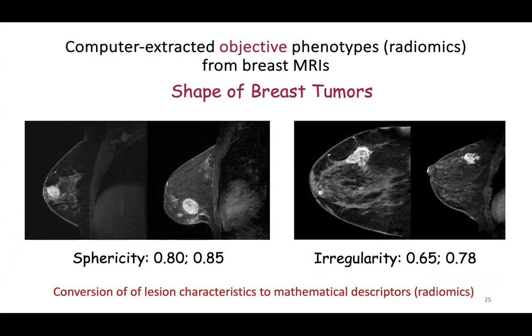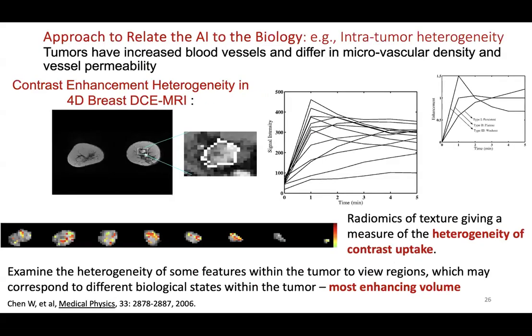On the left, we have the sphericity of a tumor. On the right, we have the irregularity. How irregular is that tumor? And these are calculated in 3D. However, we could also take a multitude of different features that we can extract and combine them into a more complex characteristic of the tumor. So here we have a DCE breast MRI image with a slice through the two breasts.